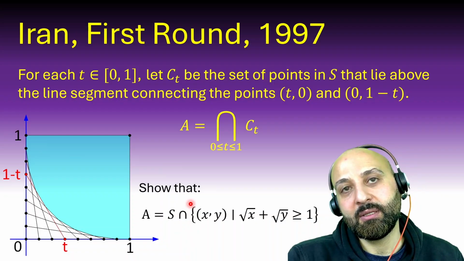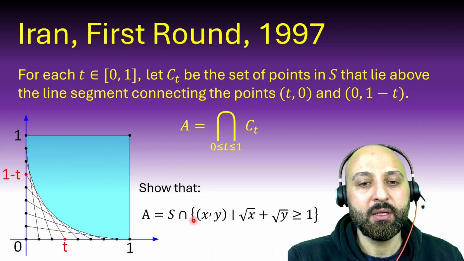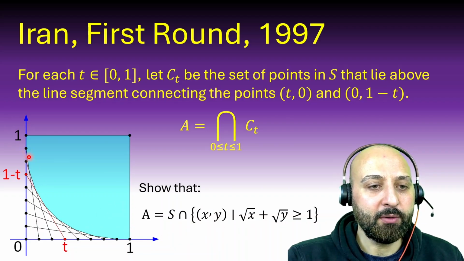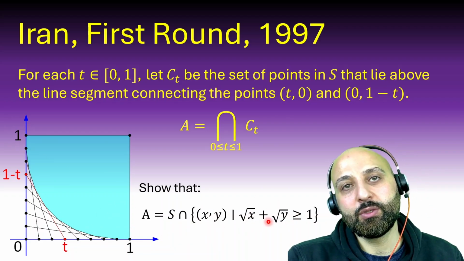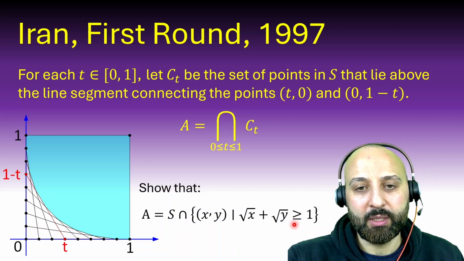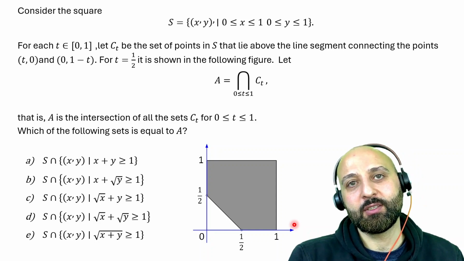So here the answer is basically the set will be S, so the square intersected with the area above this curve that is given here, a square root of x plus a square root of y equal or larger than 1. First round of Iranian Mathematical Olympiad usually consists of multiple choice questions.